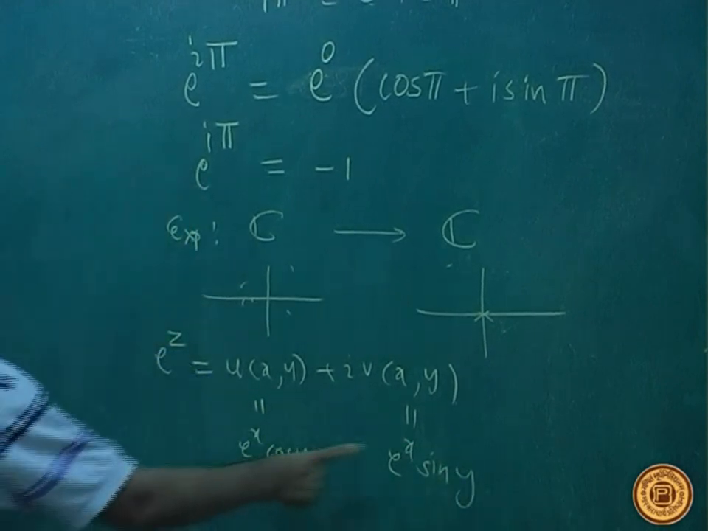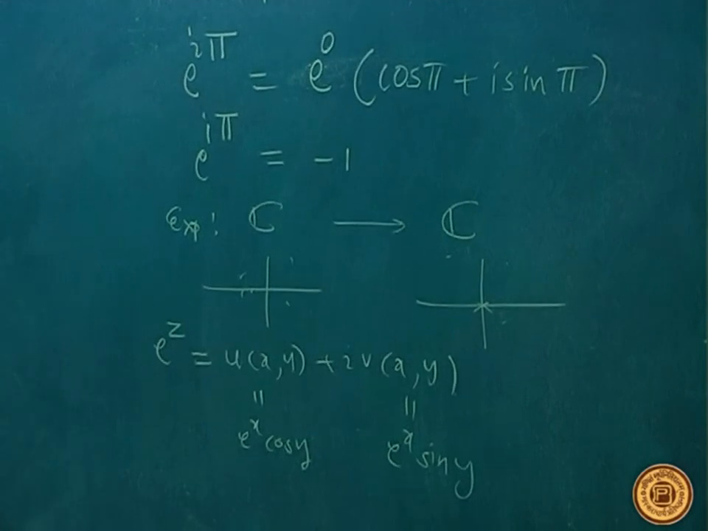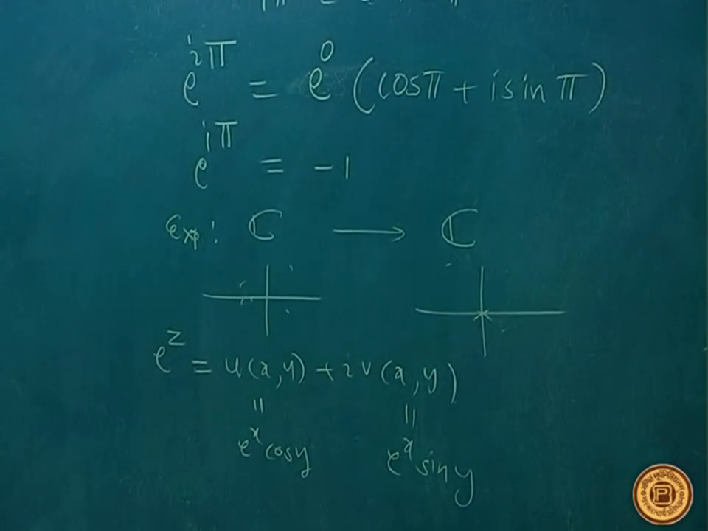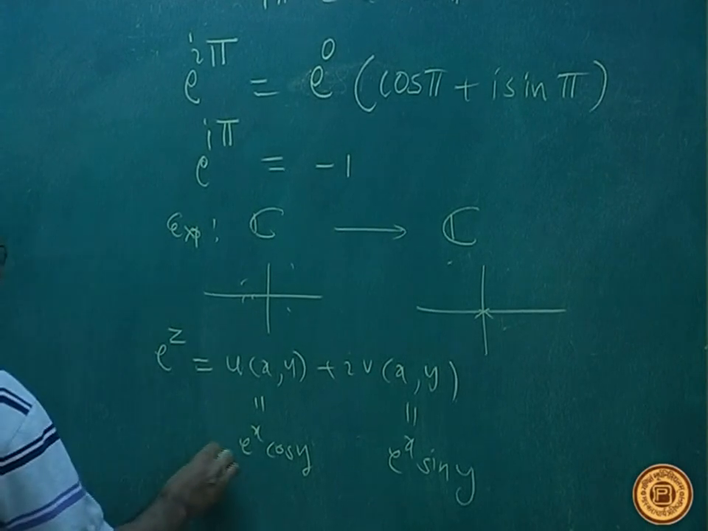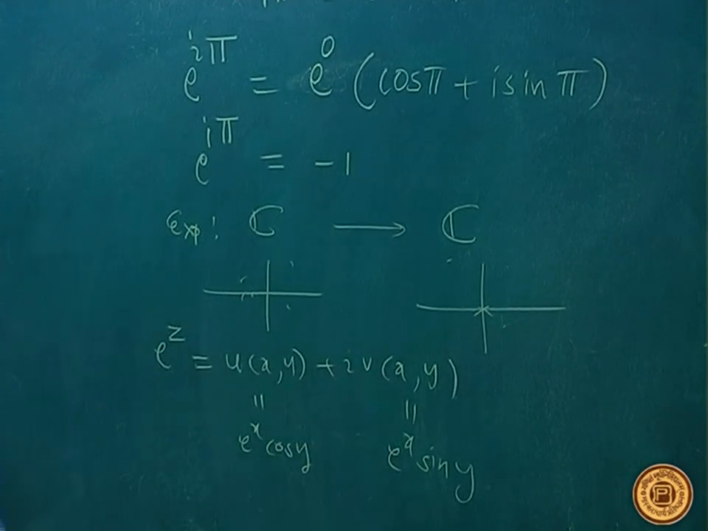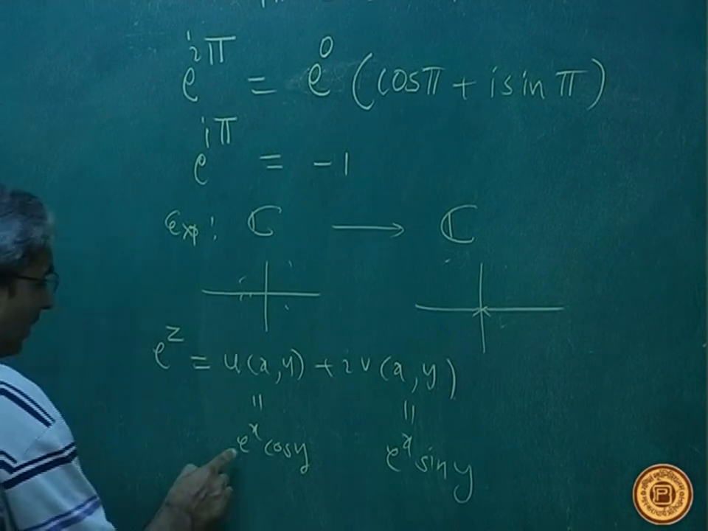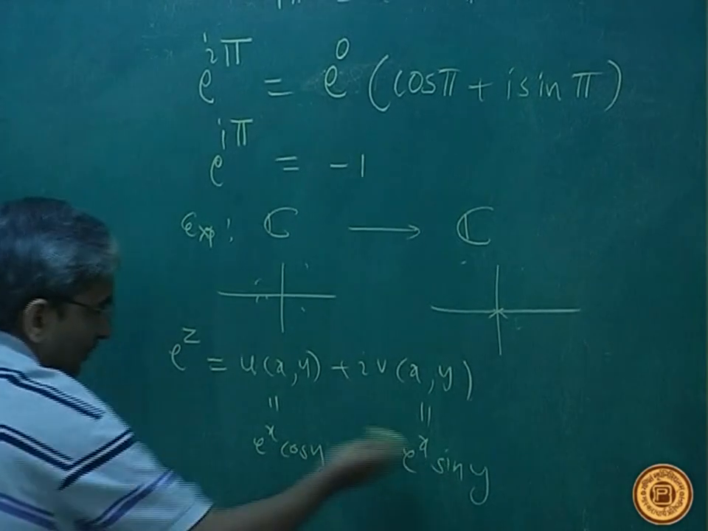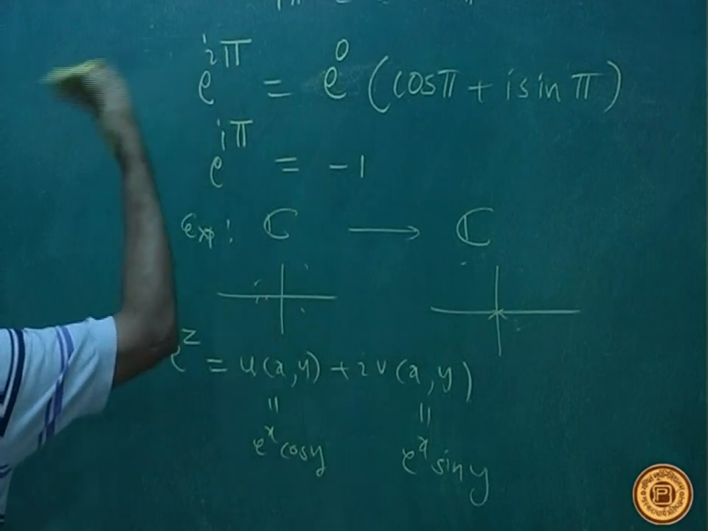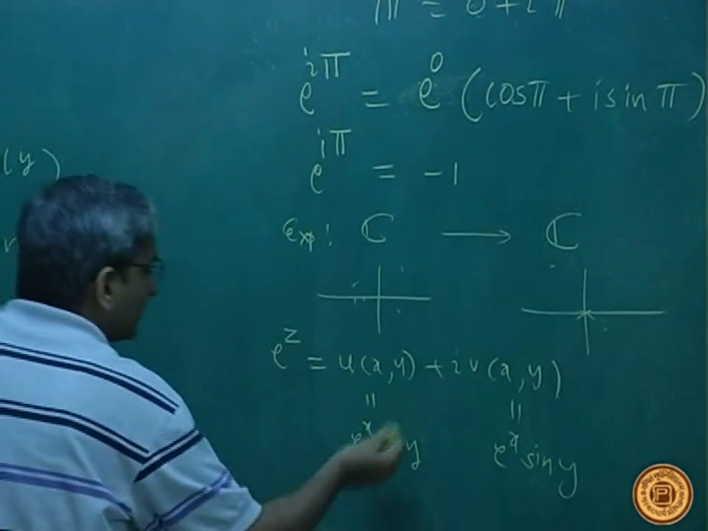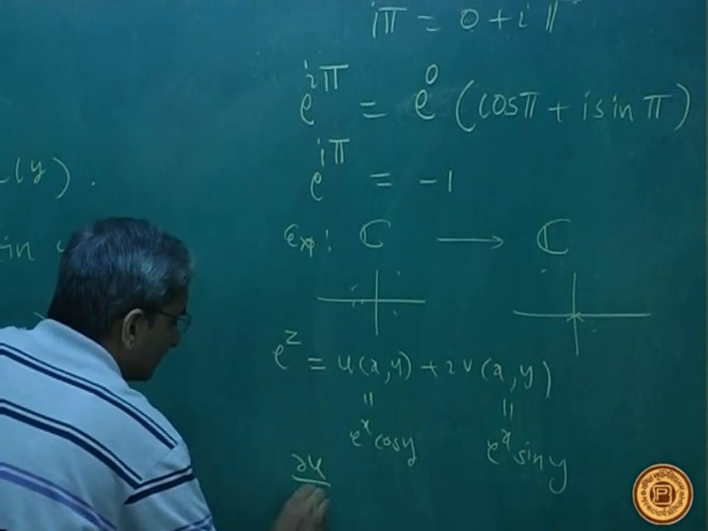So real and imaginary parts are these. Real and imaginary parts of e to the power z are like this. So u(x,y) is this, v(x,y) is this. Okay. Needless to say that they will satisfy the Cauchy-Riemann equations, because we have found this. But let's check.